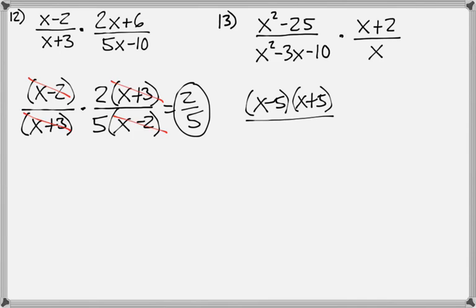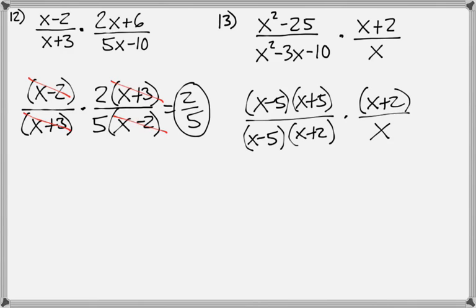The bottom left, I need 2 numbers that multiply together to give me negative 10, but add together to give me negative 3. That'll be x minus 5 and x plus 2. The top right, I can't factor that. And the bottom right, I can't factor that.